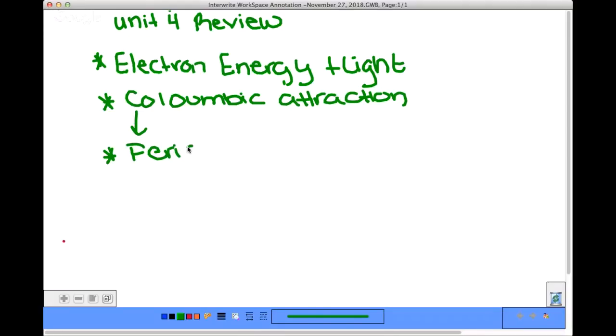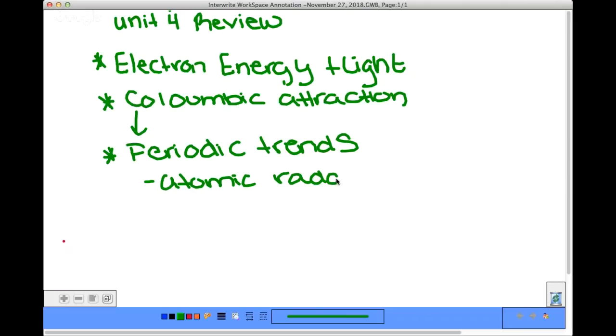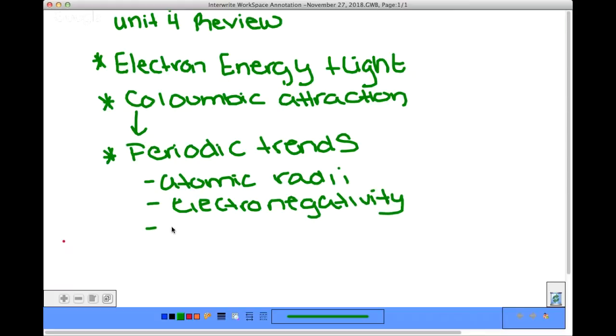So our periodic trends are the trends on the periodic table that we can predict. There were a couple that we went over. The main ones were atomic radii. Whoops, let me go back. We went over electronegativity. And we went over ionization energy.